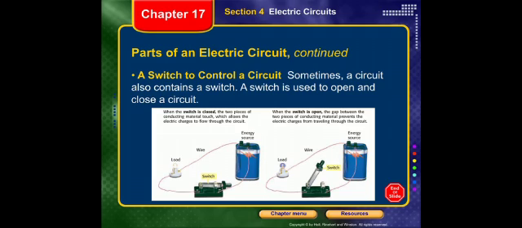The first part of our lesson is the parts of the electrical circuit, and we said that there are three parts of the electrical circuit: energy source, wire, and load. The most important part of the electrical circuit, which controls whether it is closed or open, is the switch.